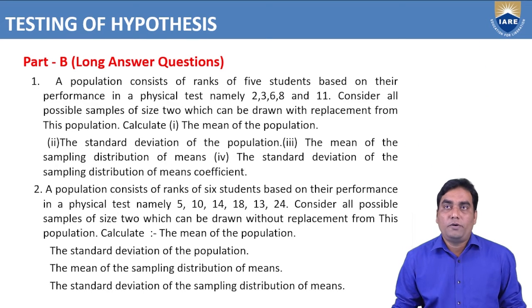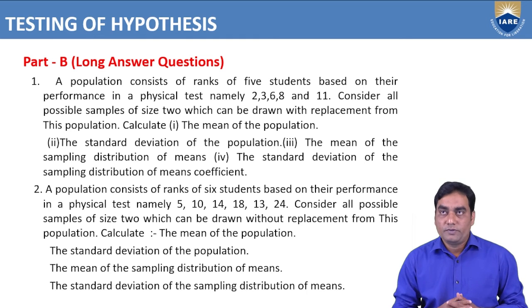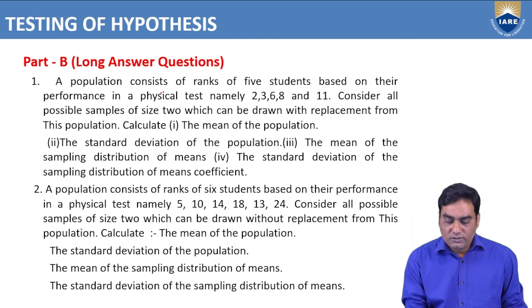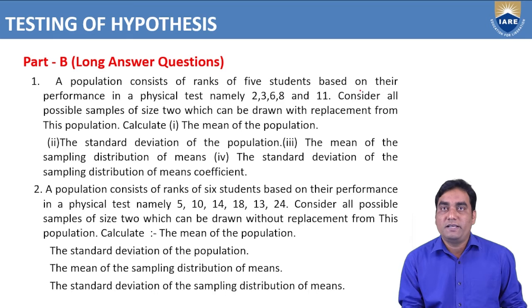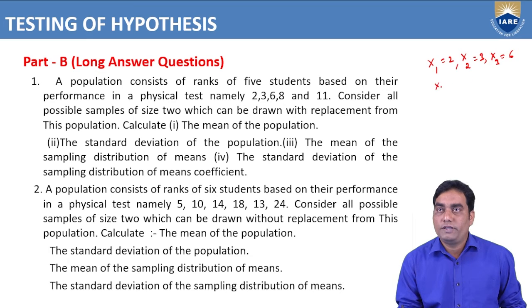Now coming to part B, long type of questions. A population consists of the ranks of 5 students based on their performance in a physical test. There are 5 values: x1 equal to 2, x2 equal to 3, x3 equal to 6, x4 equal to 8, and x5 equal to 11.